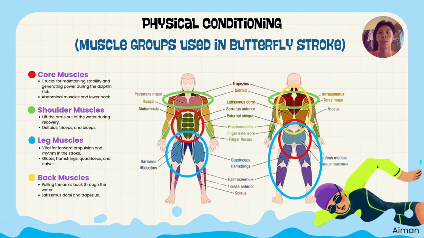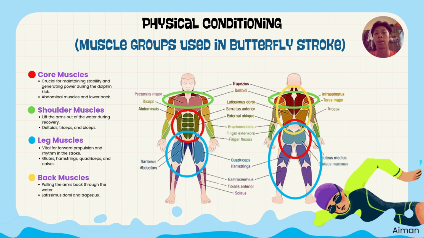Next, the green color, which is shoulder muscle. The shoulders are heavily involved as they lift the arm out of the water during recovery. Key muscles include the deltoids, triceps, and biceps, which help in both the pulling force and stabilization of the arm.